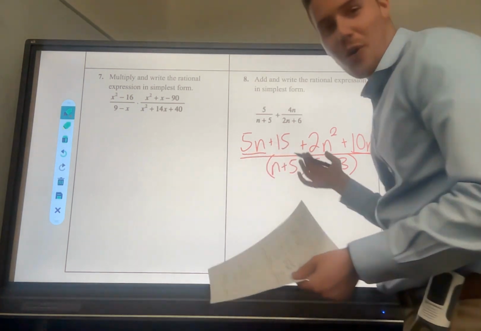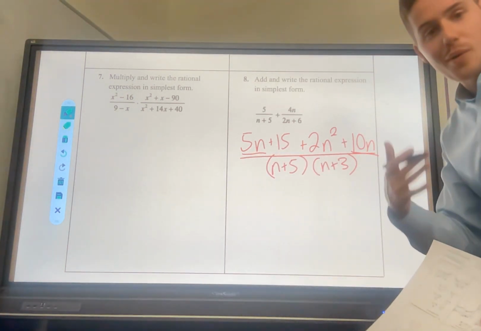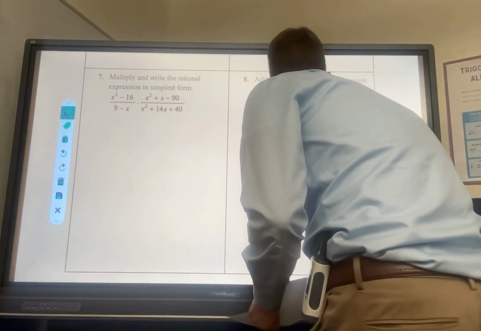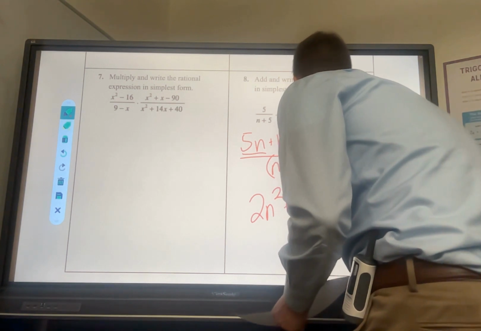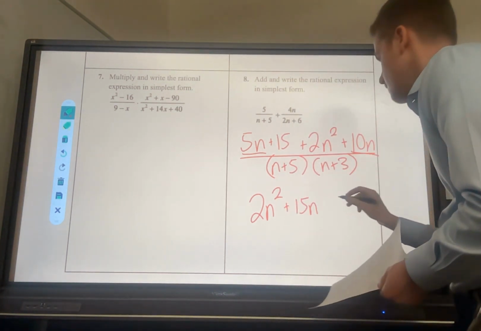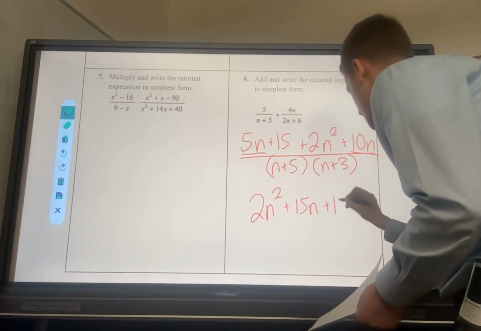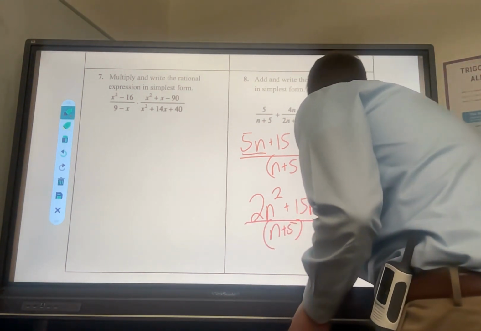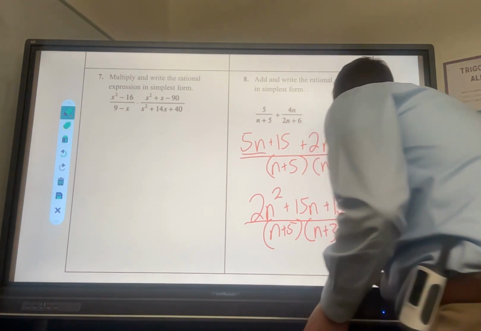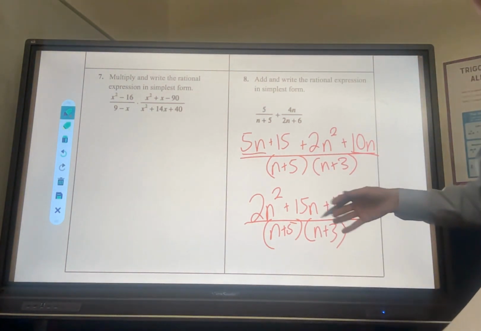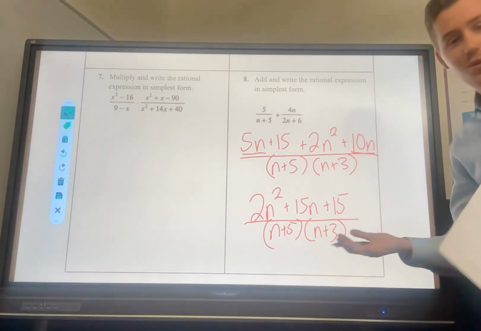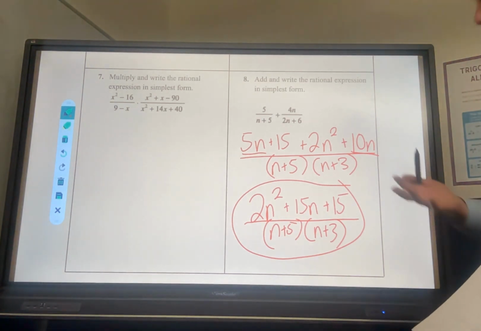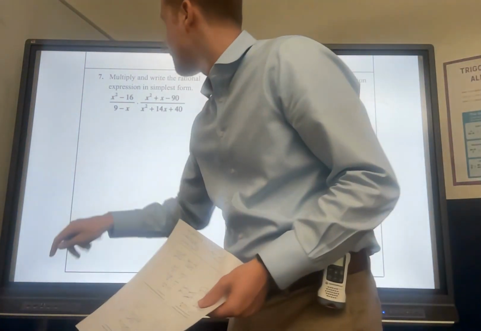All right, so let's go ahead and simplify here, and we're going to write in standard form with our highest exponents first. And so our final answer here will be 2n squared plus 15n plus 15 all over n plus 5 times n plus 3. And so that's what I'm looking for as a final answer. This question's about as long as it gets. Go ahead and circle that. That's our final answer. All right, let's move on to question number 9.